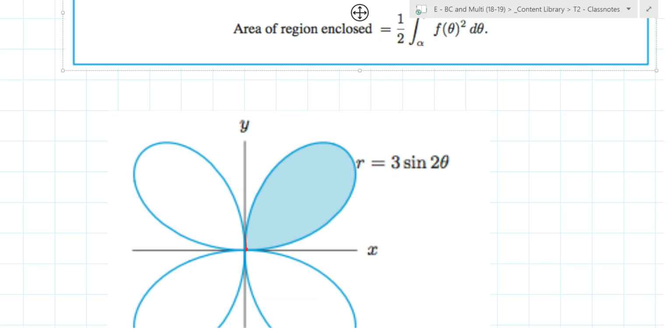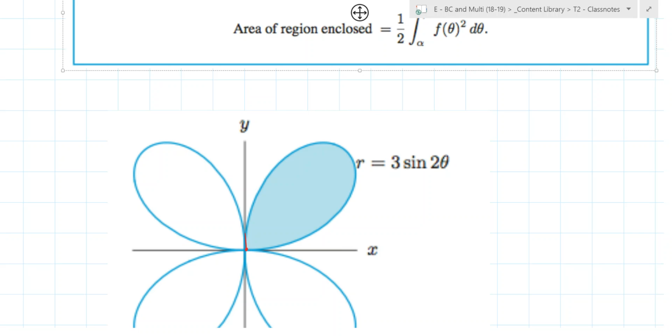So if I wanted the area of this sector right here, just like with parametric equations, the most challenging thing in my opinion is finding the alpha and beta values. Do we have the r value? Yeah. So we have 1/2 the integral of 3 sine 2 theta squared d theta, right? What are we missing? The limits of integration.